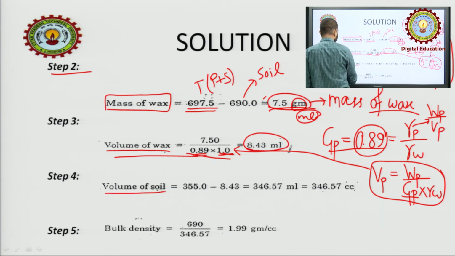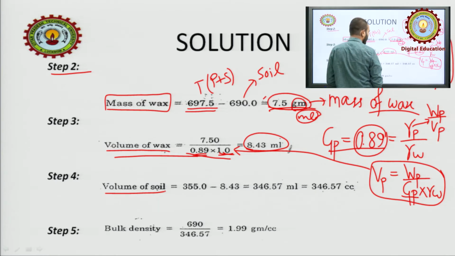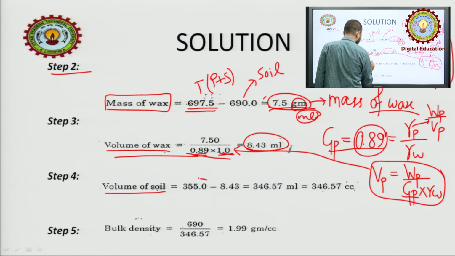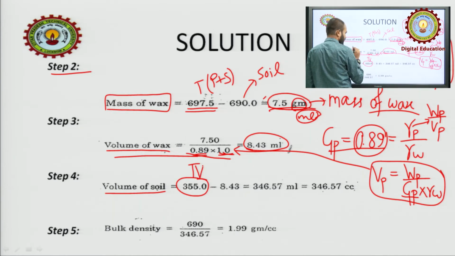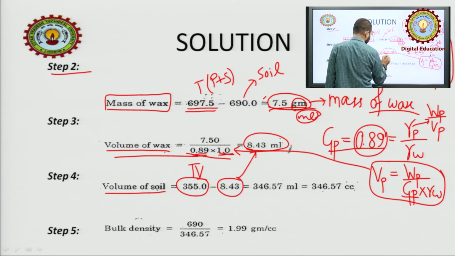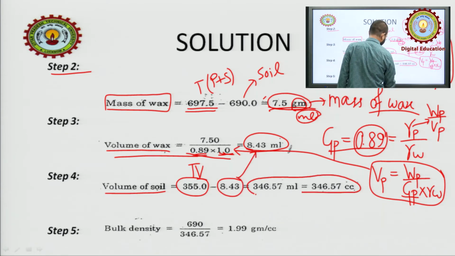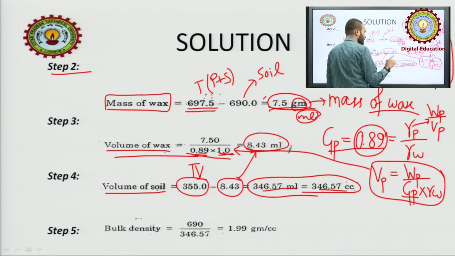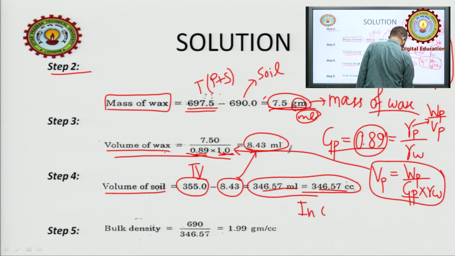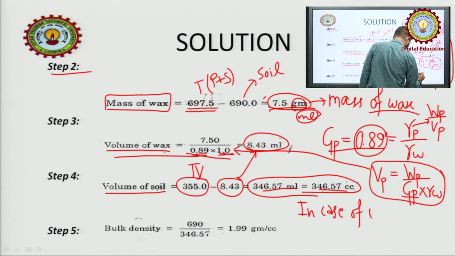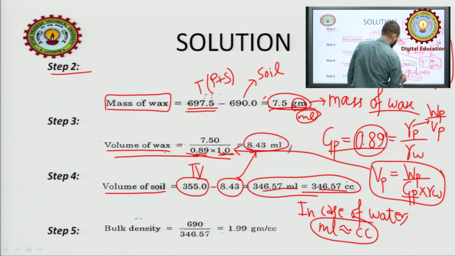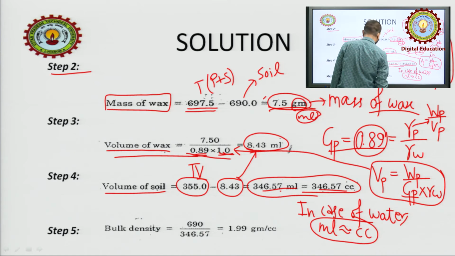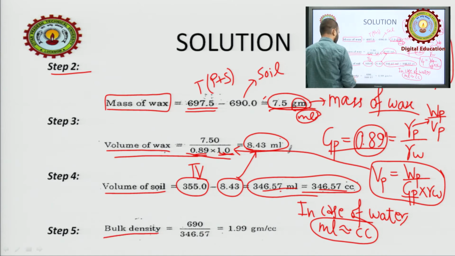Then let us move on to the next step, that is the volume of soil. How will we get the volume of soil? This is very easy, because when we immersed this in the water, we found this was the total volume. Now the volume of wax is calculated here, so if we subtract them, we will get the volume of soil. You can see ml and cc are equal. Remember, in case of water, ml is approximately equal to cc. So we directly wrote them from here to there. So now bulk density. What is bulk density?